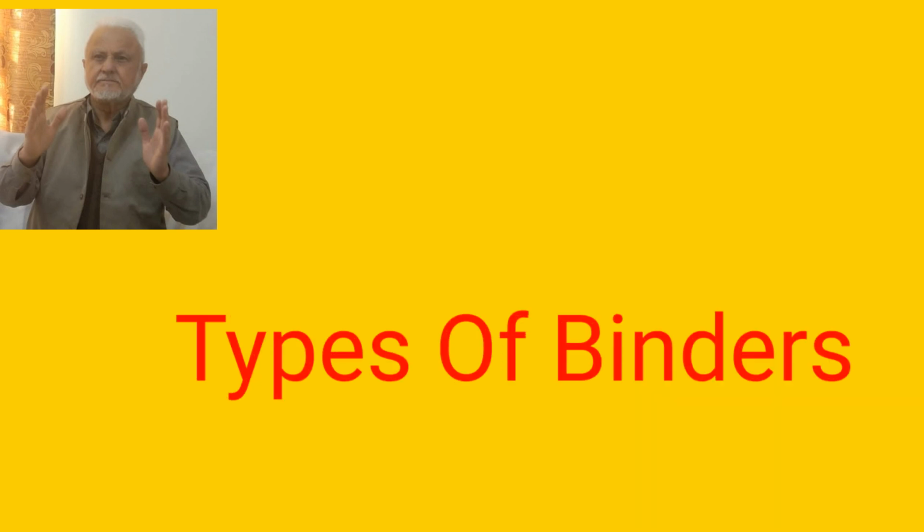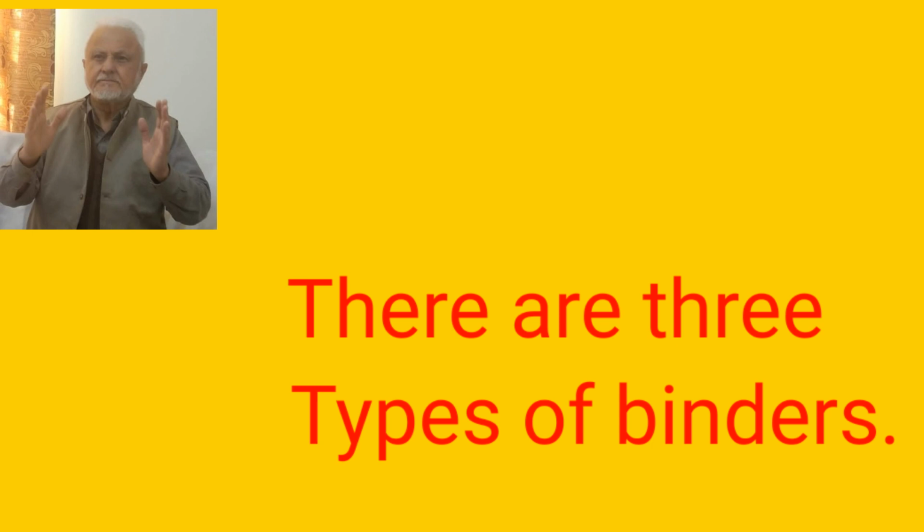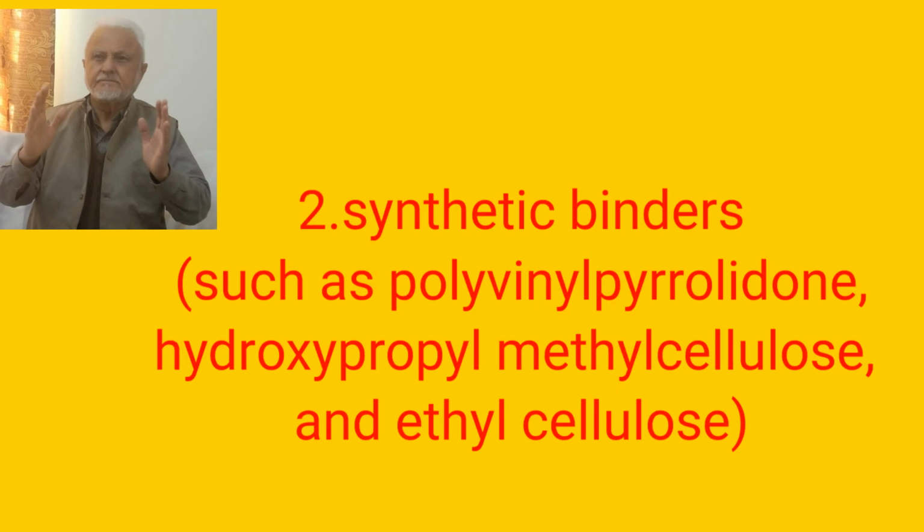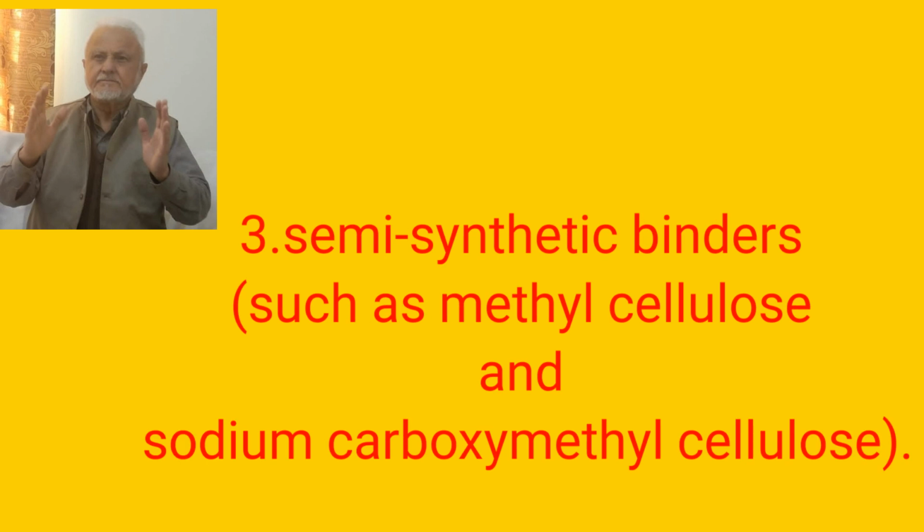Types of binders. There are three types of binders. Binders तीन किस्म के होते हैं. Number one, natural binders. मसलन Acacia, Gelatin and Starch. Number two, synthetic binders. मसलन polyvinyl pyrrolidone, hydroxypropyl methyl cellulose and ethyl cellulose. Number three, semi-synthetic binders such as methyl cellulose and sodium carboxy methyl cellulose.